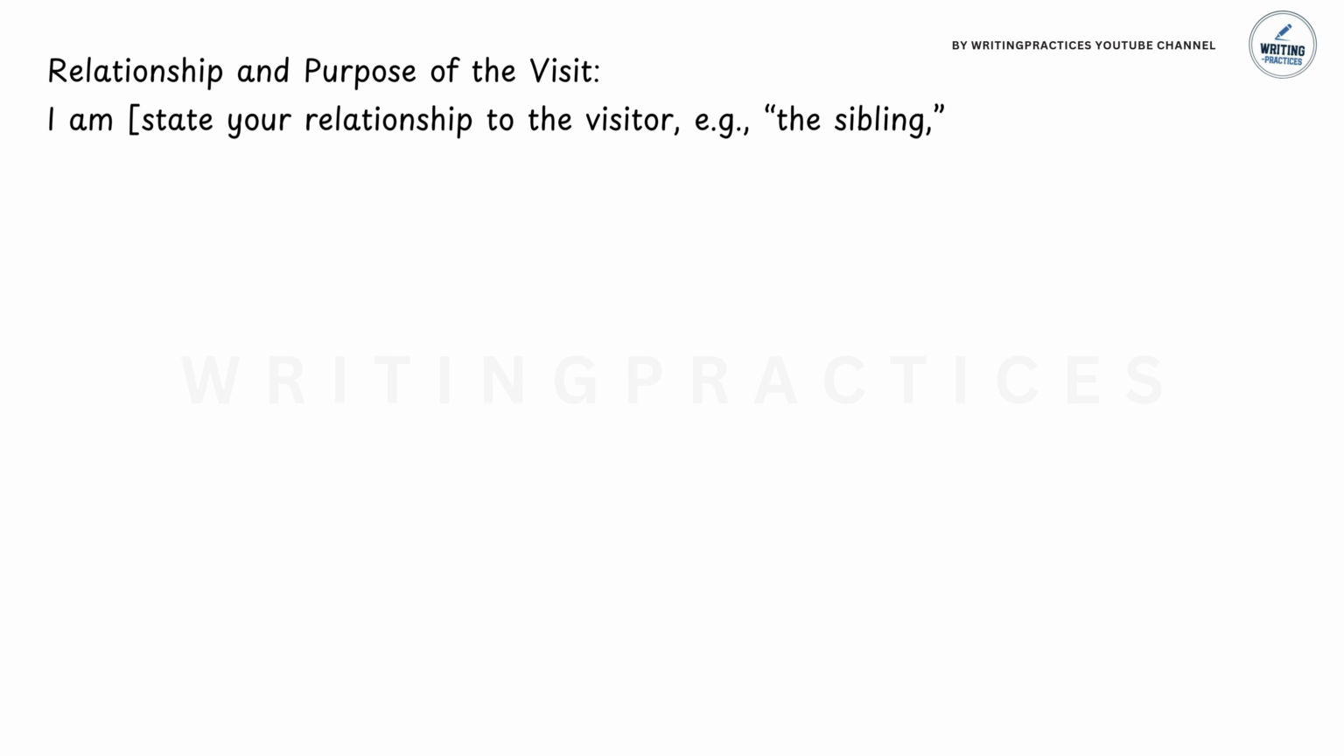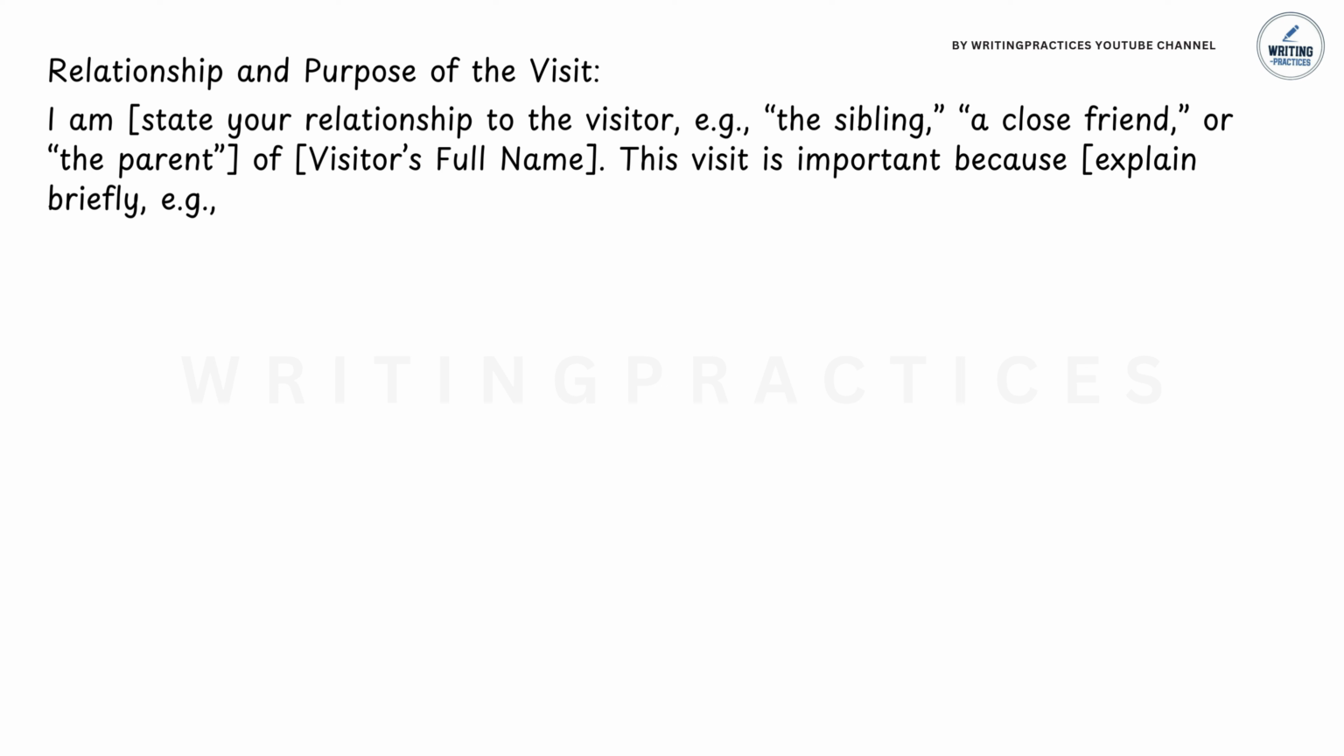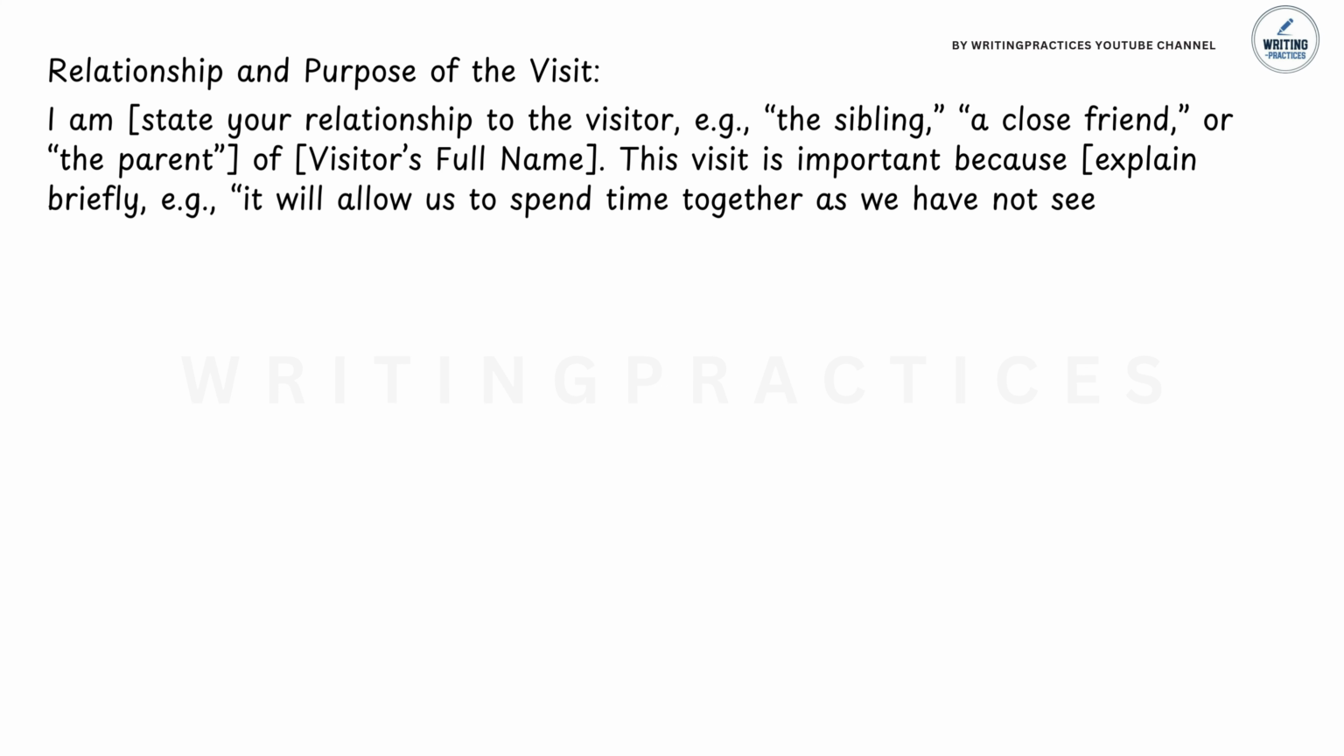7. Relationship and purpose of the visit. Elaborate on your relationship with the invitee and the significance of their visit. This personal connection underscores the visit's legitimacy. For example, I am a close friend of Jane Smith. This visit is important because it will allow us to spend time together and explore Germany's rich cultural heritage.